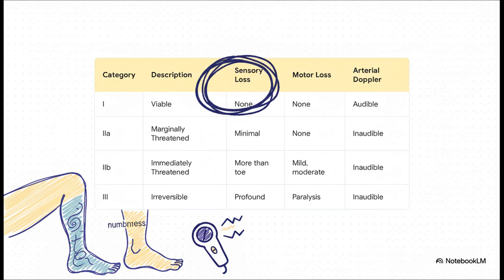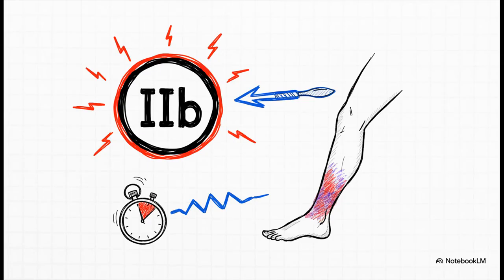You know, this isn't just about putting a label on it for paperwork. This classification is our roadmap. It tells us exactly how much trouble we're in and how fast we need to act. And this is the single most important point of the classification. Rutherford 2B is the critical threshold. It is an absolute, non-negotiable indication for urgent surgical intervention. We've passed the point where we can wait and see. The limb is immediately threatened, and every minute we delay from this point on is costing us viable tissue.